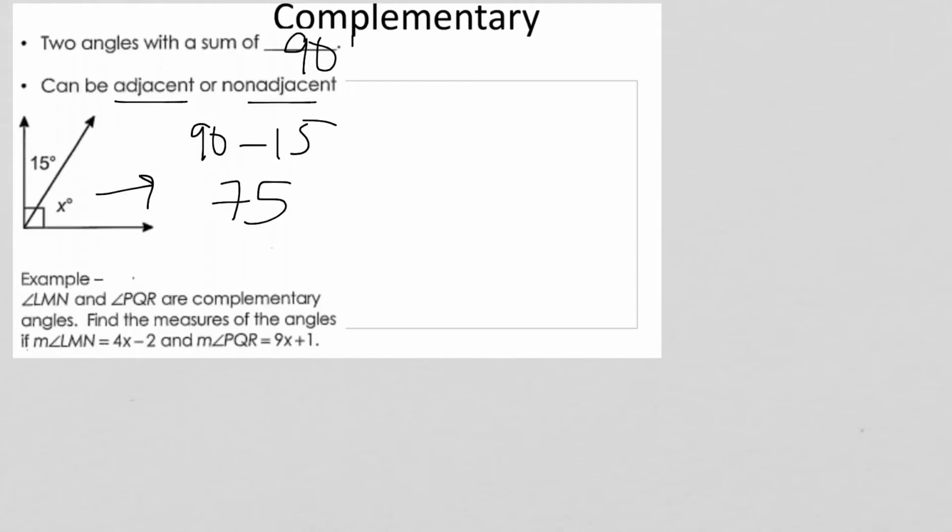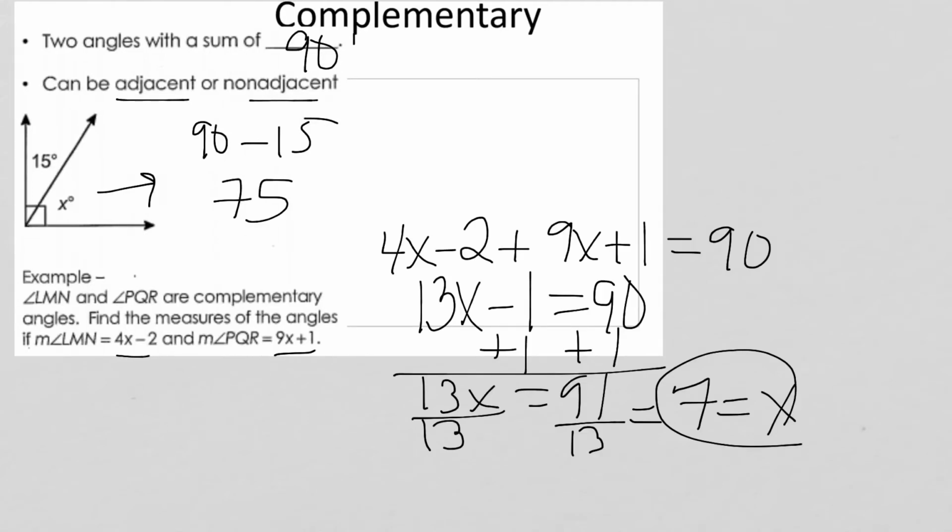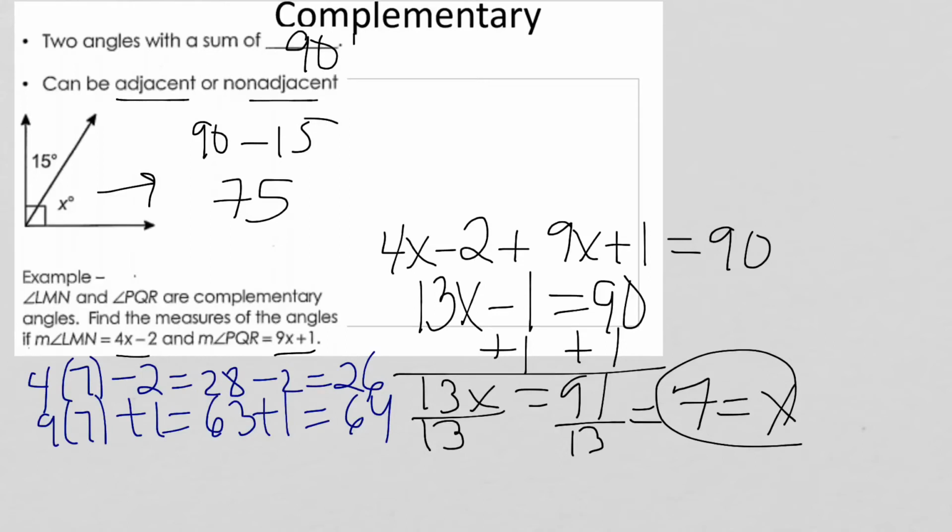For the next example, we're going to take these two angles because they're complementary and add them up to equal 90. I get my x to equal 7. Now I'm going to plug that into both angles. So I got the first angle, LMN is 26, PQR is 64, and yep, when I do add them up, they add up to 90 degrees.